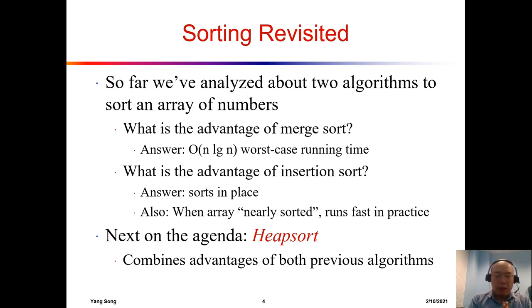Okay, so today we want to move on and talk about heap sort. What's the cool thing about heap sort? Number one, we want a fast algorithm.